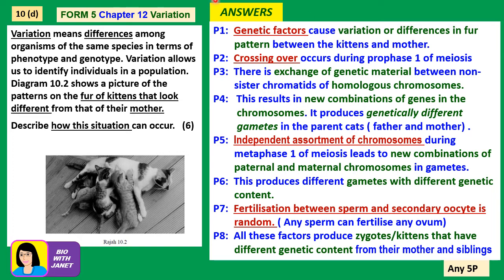Right, the first point, P1: genetic factors cause variation or differences in fur pattern between the kittens and mother. So we start with the first factor, crossing over. For all the factors, please split up the explanations into different paragraphs. The explanation for crossing over should be in one paragraph, the next paragraph for independent assortment of chromosomes, and the third paragraph for fertilization between sperm and secondary oocyte.